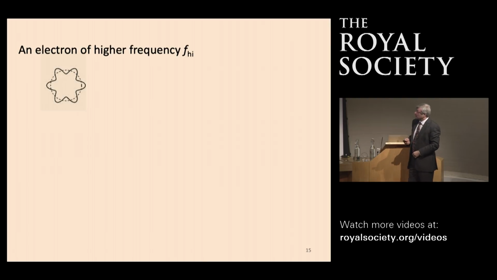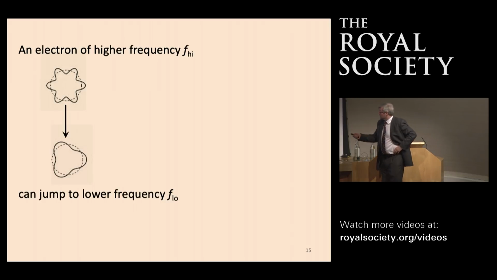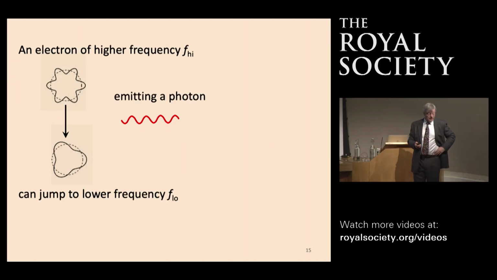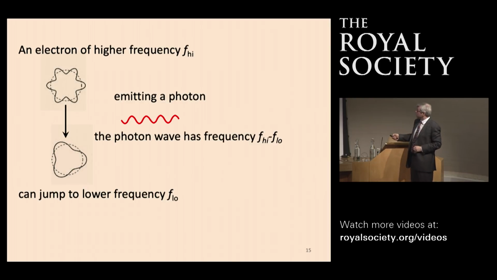If I prepare an atom, we'll come in a moment to how you do that, in a state where its frequency is high, so I call it F high, it can jump to a lower frequency here, F low, and out will come, marvelous, a photon. That's where photons come from. They come from atoms which are jumping from a high frequency state to a low frequency state. And the frequency of that photon is exactly the difference between the high frequency electron's frequency and the low frequency electron's frequency. The difference frequency is the frequency of the light. So photons are born from atoms doing this.